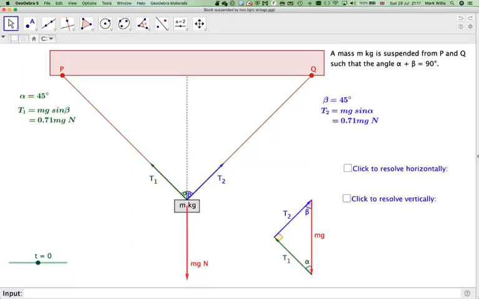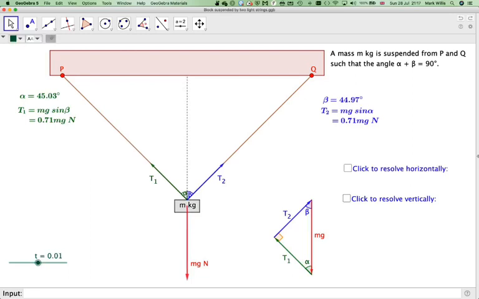Hi, in this video we have a mass which has been suspended from P and Q such that this angle here, all in the middle, is 90 degrees. This is alpha, this is beta. So when we do this, we're going to have a mass acting downwards, and we're going to have a tension here and a tension here. At the moment, because we're directly in the middle, the tensions will be the same.